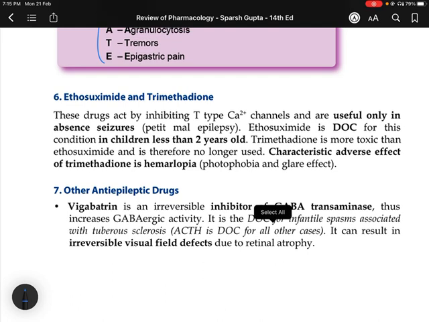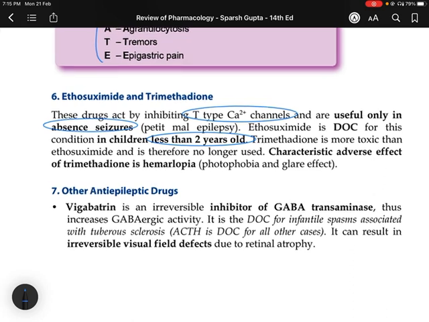Ethosuximide. Ethosuximide was given for absence seizures under 2 years, no? So they act by inhibiting the T-type calcium channels. Almost every drug is doing that. Only for absence seizures for children less than 2 years of age. Ethosuximide and trimethadione. So trimethadione is more toxic than ethosuximide and is therefore no longer used.